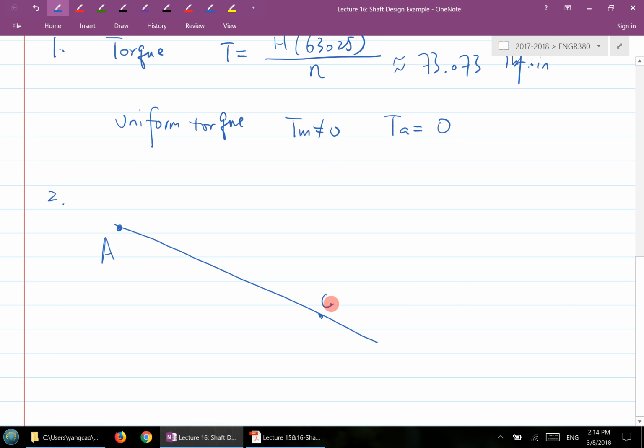Okay, free body diagram. So you have a supporting force in both directions. So this is a typical two-plane bending situation, right? At A location, you have two supporting forces. One is in the XY plane, and one is in the XZ plane, or YZ plane. Let's call these R2Z and R2Y. That's the supporting force, right?